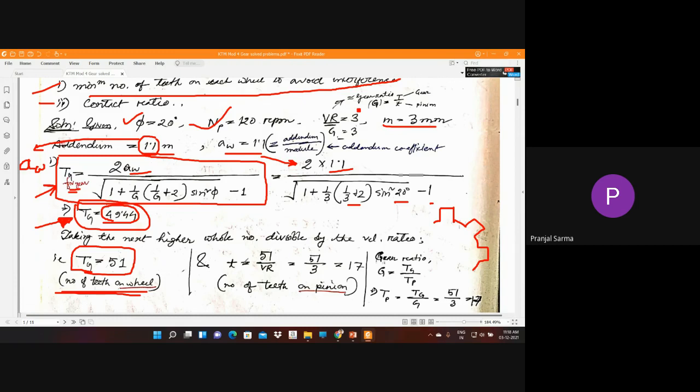For that, we can just use the data about the gear ratio. The gear ratio is nothing but the number of teeth in the gear to the number of teeth in the pinion, and we need to find this small t. So small t will be T by that z value. We have obtained the number of teeth in the gear to be 51, divided by 3, so 17 is the number of teeth on the pinion. So the first part is over. Understood? Let me know.